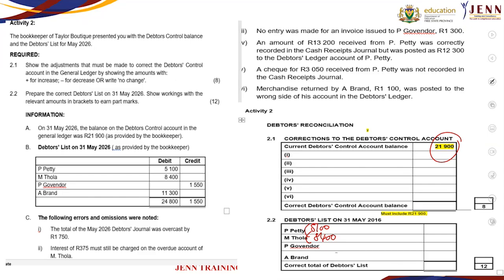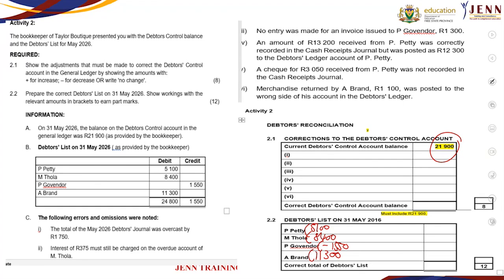You see, there is a funny thing about Pika Vendor. He's not the same as other debtors. His balance now is on the credit side. What does that mean? It simply means that debtor has overpaid. In this case, as the business, we are owing. So his balance will now be a negative. So it's going to be minus 1,550. And then now we go to A Brand. A Brand's balance is on the debit side. Therefore, it will be 11,300. So before you go to errors and omissions, you should always start by inserting your balances if they are not inserted on the answer book.